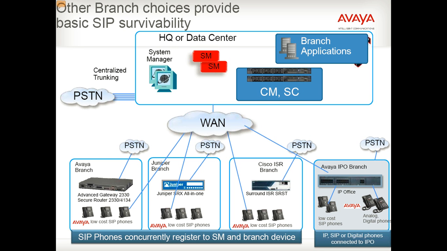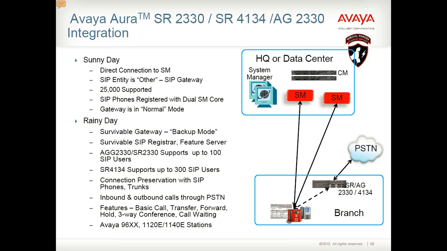This takes you through some of the other branch type models like the SR2330, the 4134, and the Advanced Gateway 2330. So these are some of those models that I was showing on the last screen that are different from branch and survivable core. And if you can take a look here, on a normal day, the SIP entity is actually the SIP gateway. And why it says other in quotes is as you're setting this up within your system manager, you have to build out a SIP entity, right? We talked about making sure system manager knows all the devices on your network. Well, in this case, this would be considered an other device within your system manager when you're setting up a SIP entity.